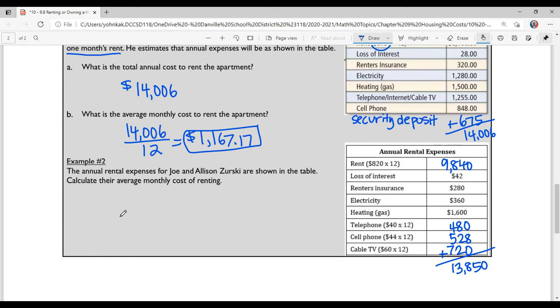$13,850. So if I want to find the average monthly cost of renting, I can take the annual cost, $13,850, and divide by 12 months. If I do that, I'll get $1,154.17. That's weird that it's 17 cents again. Okay, so that's how you find the monthly cost of renting.